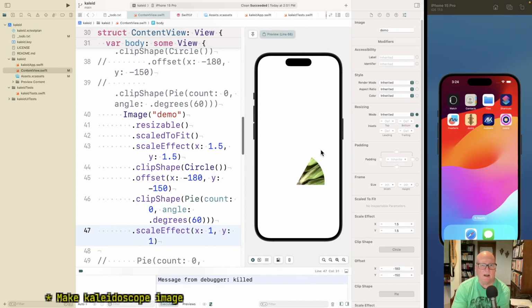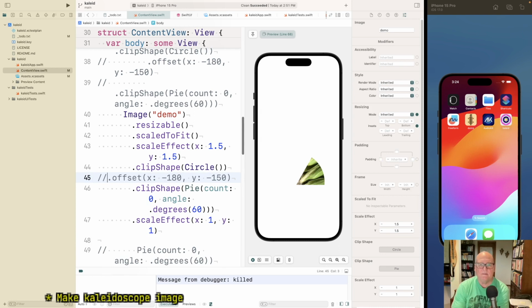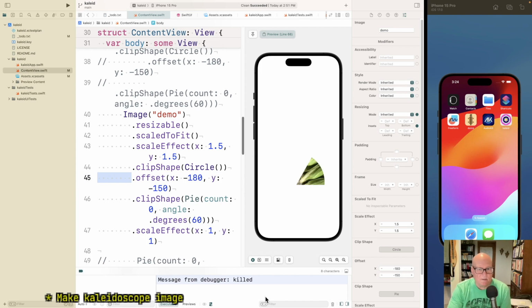Right, so I don't know where to. I'm so lost in these offsets. If I take this out, it fails. Right? Okay, so if I had to offset it negative X and negative Y, then that means it was sitting out here somewhere. Now, can I go further?